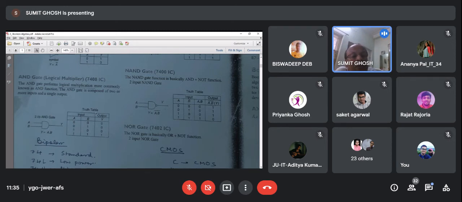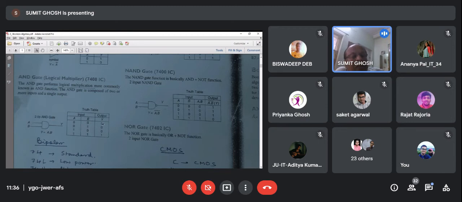Now this is the truth table. There are 2 inputs, so how many possibilities? 2 to the power of n. If there are 3 inputs, how many possibilities? 8. If there are 4 inputs, how many possibilities? 16. Very good. If there are 2 inputs, 2 to the power of 2, that means 4 possibilities. What are these 4 possibilities? 0, 0. Both inputs can be 0. For A input can be 0, B input can be 1, or the reverse. That means A input can be 1 and B input can be 0, or both inputs can be 1.